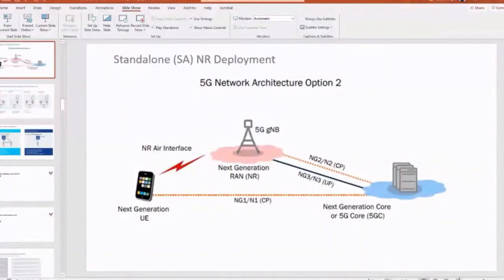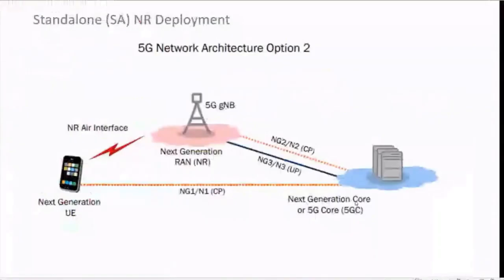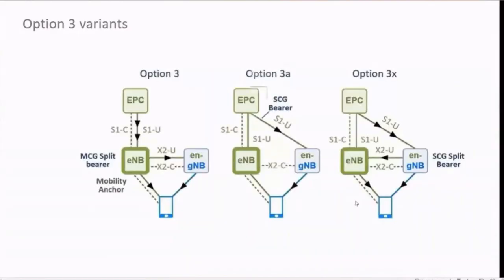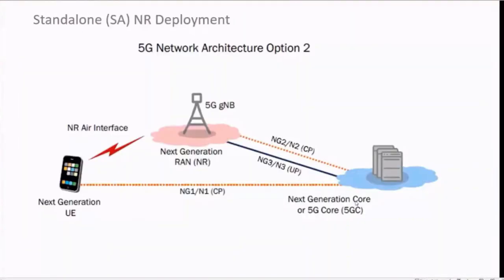Okay, guys. So we're talking about option 3, which is the non-standalone option, right? So let's talk about one standalone option as well, which is option number 2, right? So we have talked about 3, 3A, 3X, right? So let's talk about this option 2, which is the standalone option. So the next generation RAN supports the new radio access technology, right? Or you can say RAT. So evolved E-UTRA RAT or both, with an interface to the next generation core network.